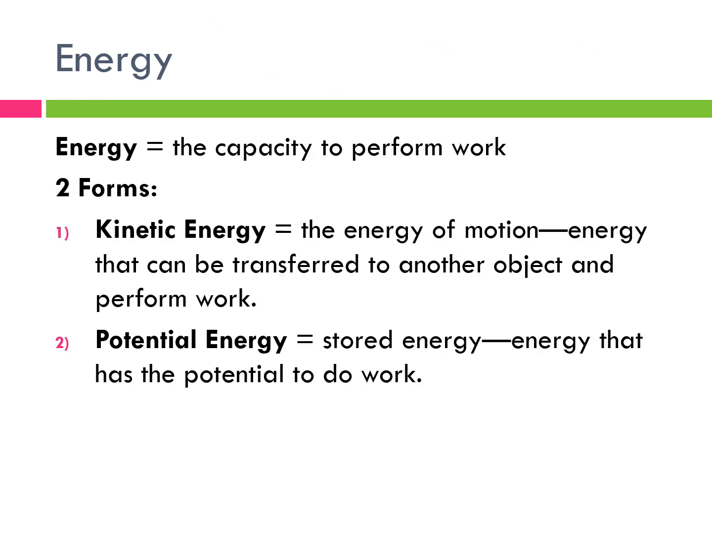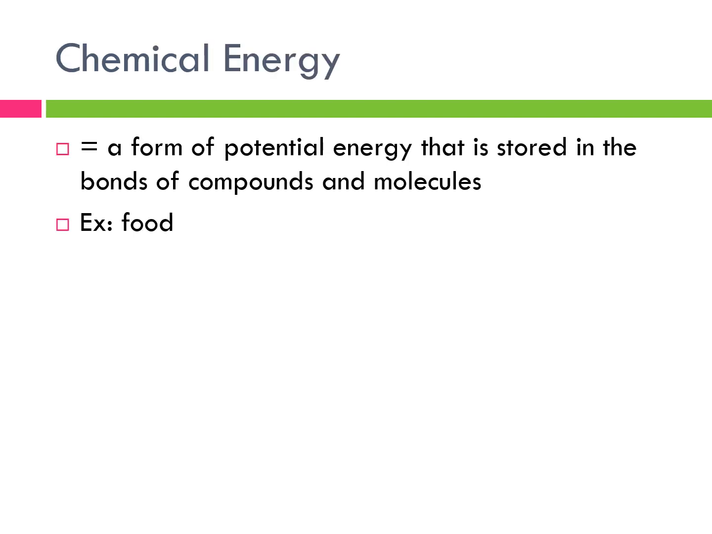We have two different forms of energy. Energy is the capacity to perform work. Kinetic energy is the energy of motion, so to move an object to perform work, whereas potential energy is energy that is stored and has the potential to do work. And potential energy is what we store in our high energy bonds. Chemical energy is the form of potential energy that is stored in the bonds of compounds and molecules. So that's the specific name, chemical energy, is energy that's formed in bonds.